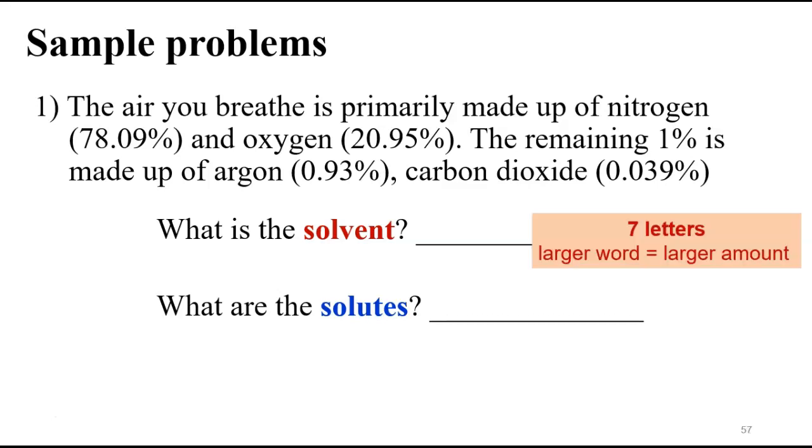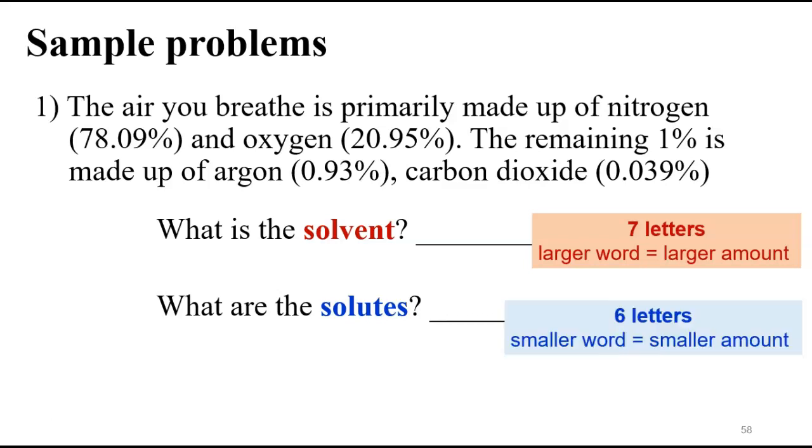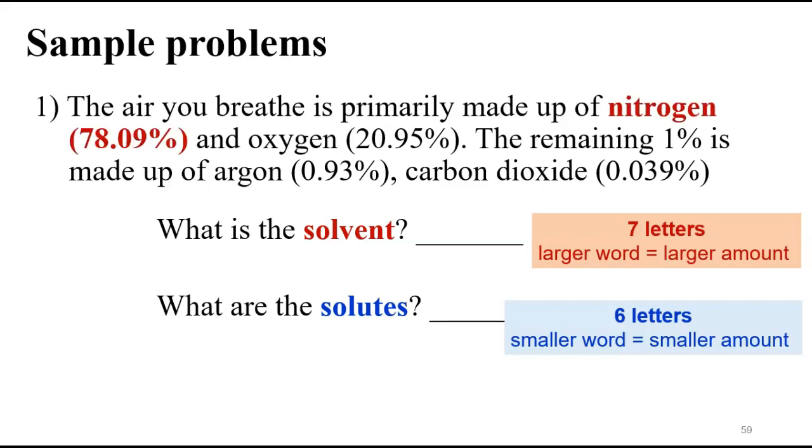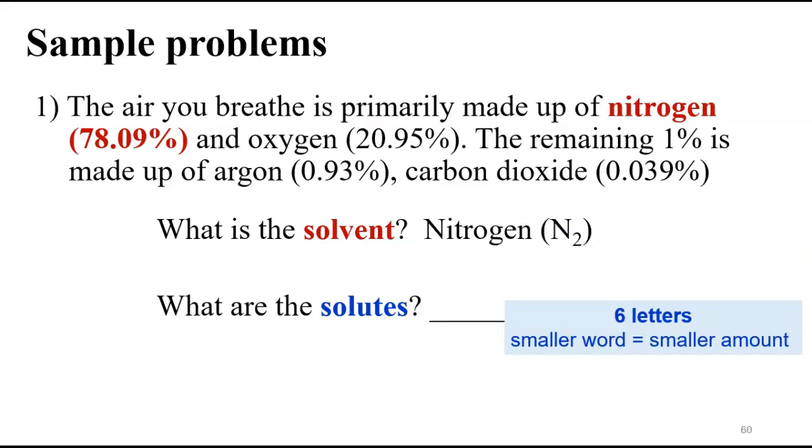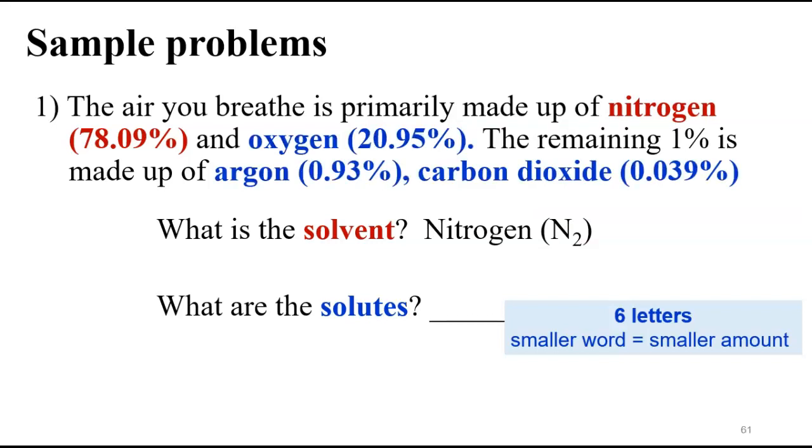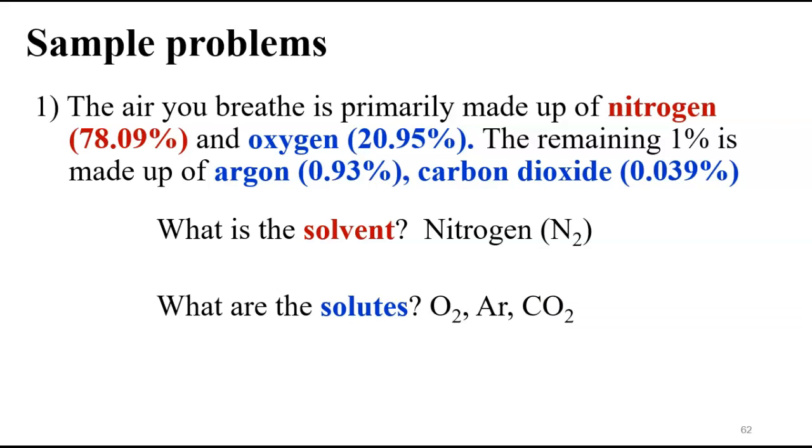Now you only get one solvent. That's the bigger word, 7 letters, so it's going to be our biggest amount. And solutes can be everything else, basically. Smaller word, smaller amount. So our main ingredient here you see is nitrogen, 78%. So that would be the solvent. And the solutes then would be everything else that's smaller. So oxygen, O2, argon, carbon dioxide, CO2. So you get one solvent and everything else we consider solutes.